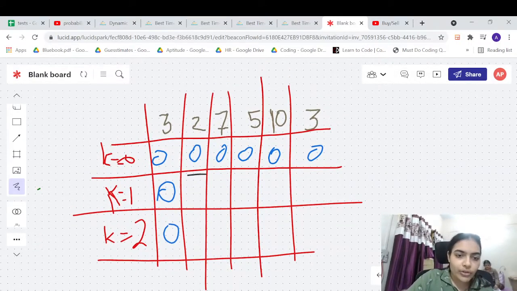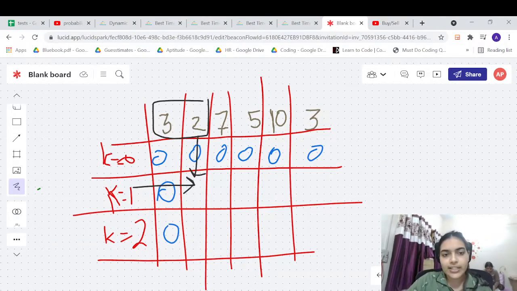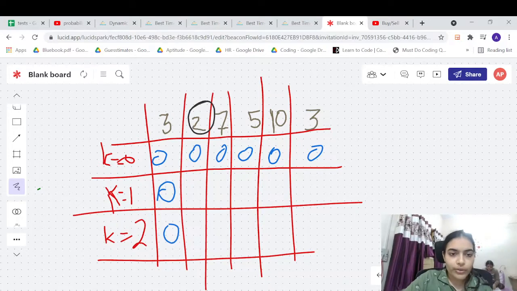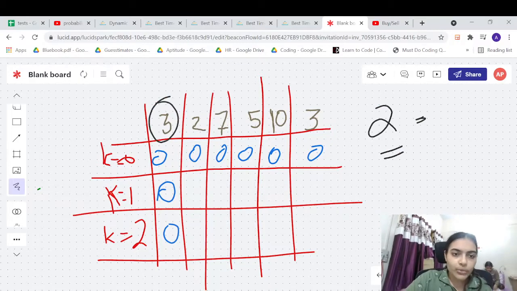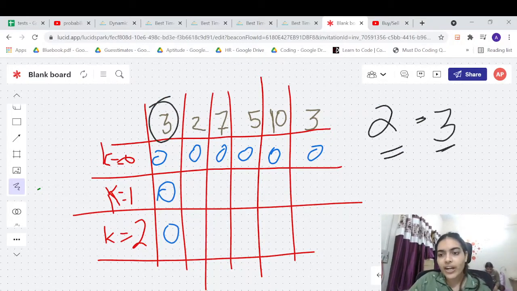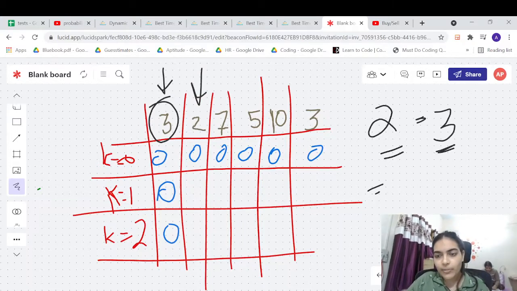So for k equal to 1 and this day 2, you are filling the value at this particular cell. You have 2 days, so you can sell on this day. If you decide to sell on this day, you should have bought on a previous day. If you are selling at 2, you would have bought at the price 3. In this case, what will be the profit? It will be minus 1.